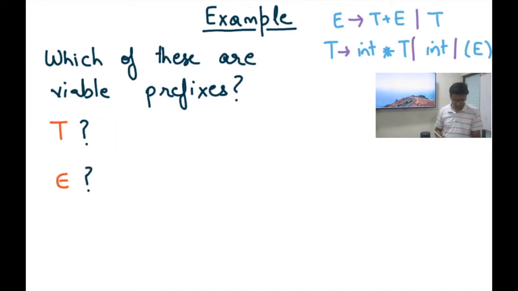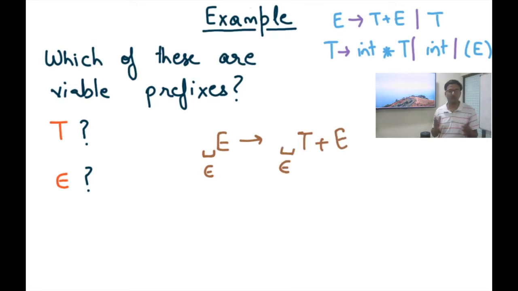Okay. Now let's look at another question. Example: epsilon. Is epsilon a viable prefix? Indeed, epsilon is definitely a viable prefix. In fact, epsilon is a viable prefix of every grammar, because even the start symbol E has epsilon as its prefix, isn't it? Or even if I just expand it, maybe I expand it to T plus E, even then it begins with an empty string. So the empty string is always present in the beginning of any string. So the answer for epsilon is yes.